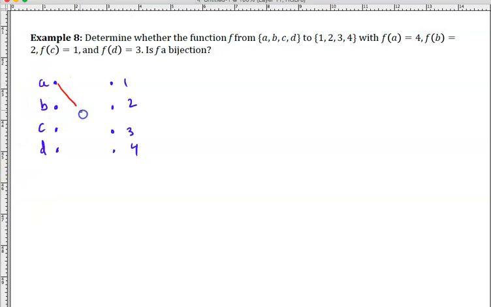So f of a goes to 4, f of b goes to 2, f of c goes to 1, and f of d goes to 3. This is a bijection because all the y values in the codomain are used, they're images, and they also belong to different x's. So they're only used once. So it's a bijection. Perfect.